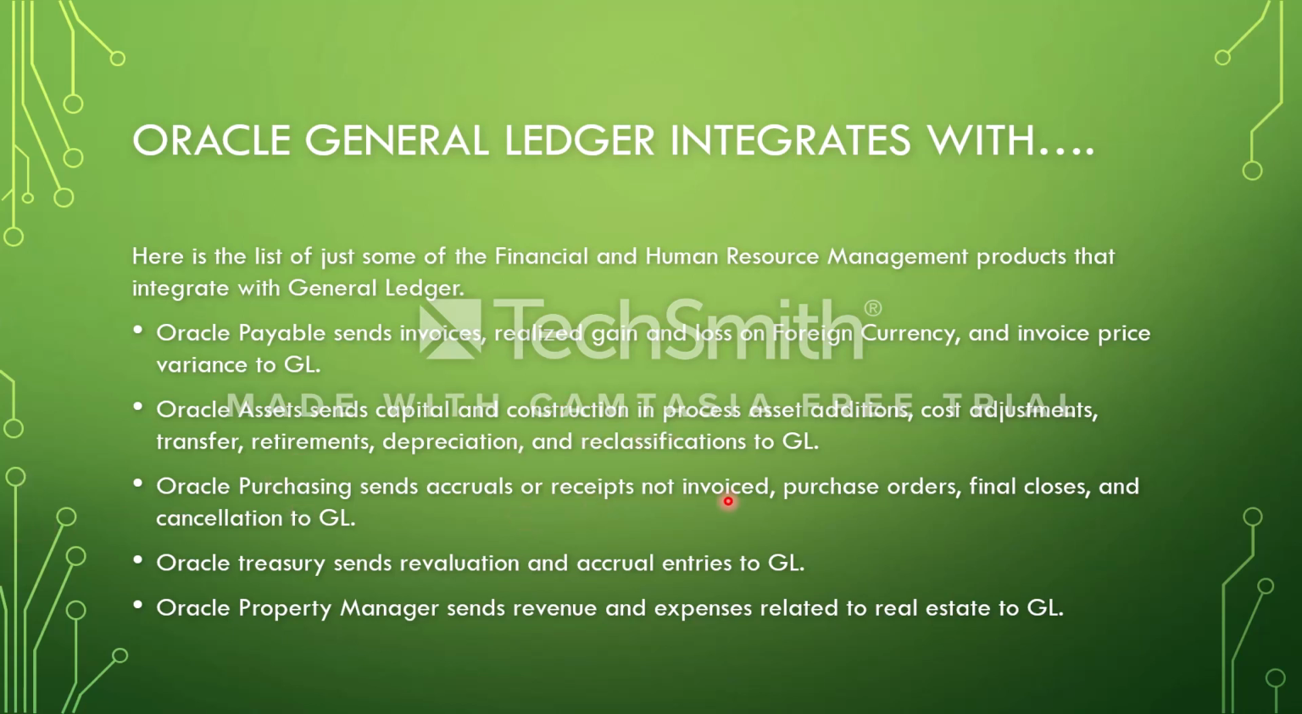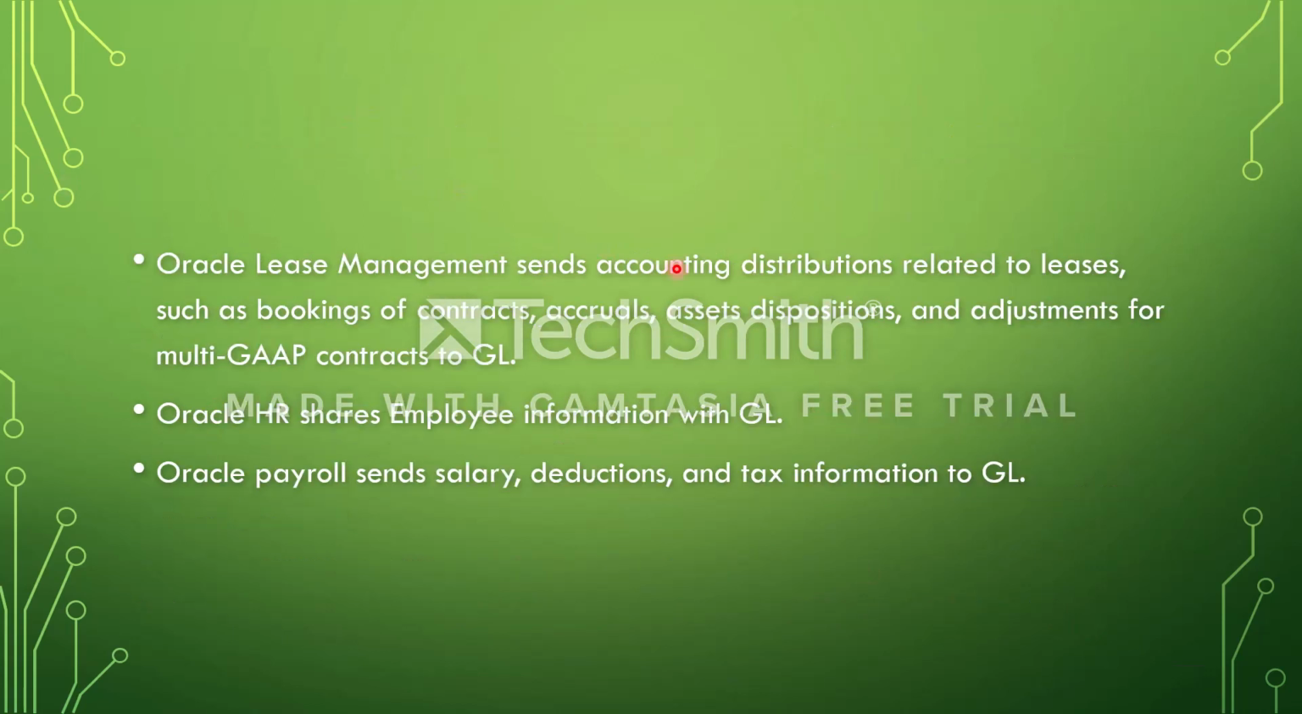Oracle Purchasing sends accrual or receipt not invoiced, purchase orders, final closures and cancellation to GL. Oracle Treasury sends revaluation and accrual entries to GL. Property management sends revenue and expenses related to the real estate to GL. Whatever financial transaction in any module, wherever it's happening, it has to come to GL. Oracle Lease Management sends accounting distribution relating to leases, such as bookings of contracts, accruals, asset disposition, and adjustment for multi-gap contracts to GL. Oracle HR shares employee information to GL. Oracle Payroll sends salary, deductions, and tax information to GL.